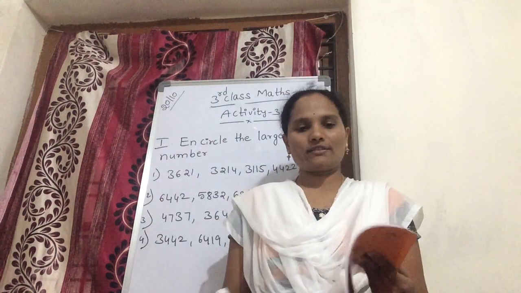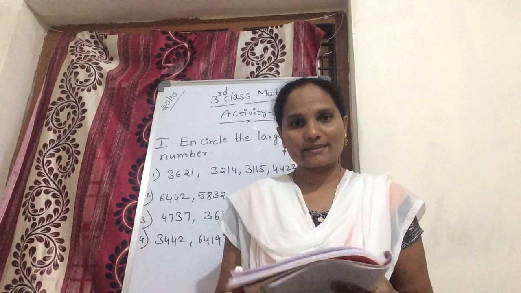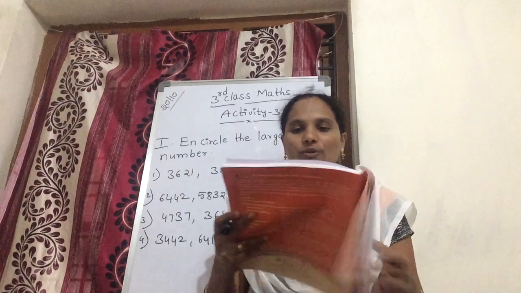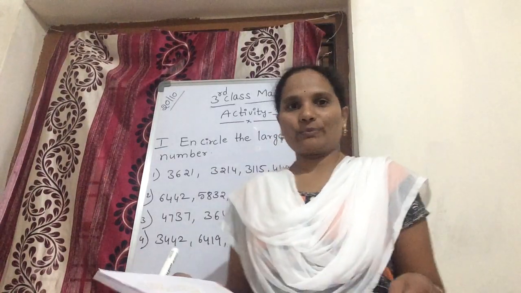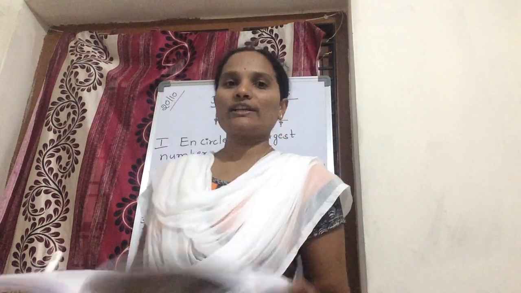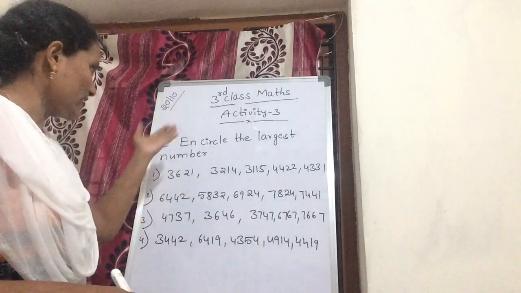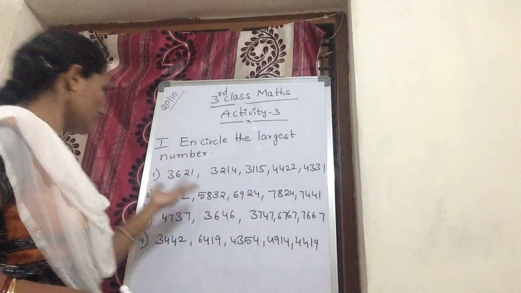In your previous class, how to form the greatest number and smallest number in 3-digit numbers. And I said in your previous class, how to compare numbers means how to find out the biggest number and how to find out the smallest number. Let's see that in Activity 3 again.